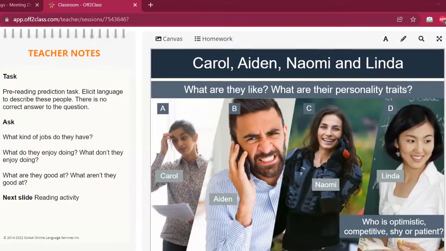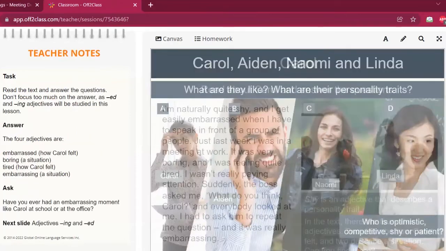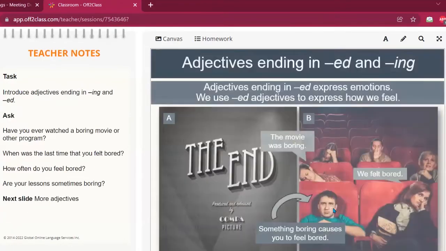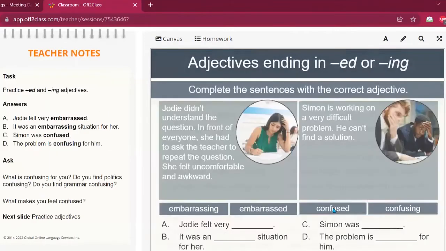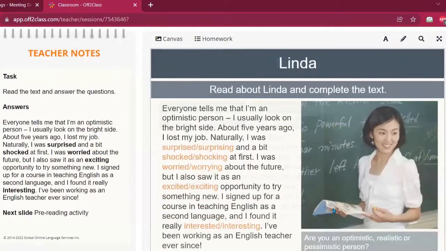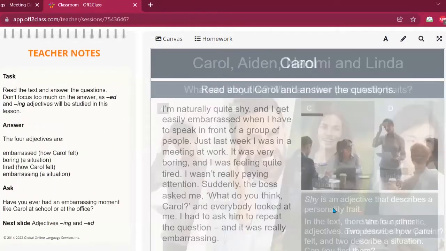Okay. Now here, what do they enjoy doing? What don't they enjoy doing? Maybe let's try to read and then we go back to these questions. Let's start here with Carol. What's the story behind Carol? Then we've got Aiden, then Naomi and Linda. Okay, we will see all of them. All right, let's start with Carol.